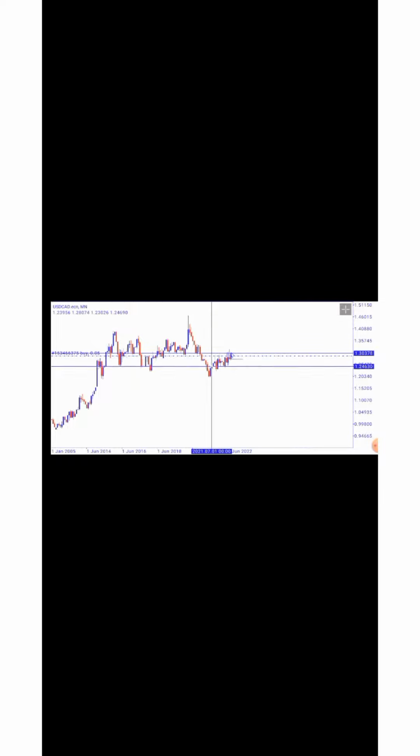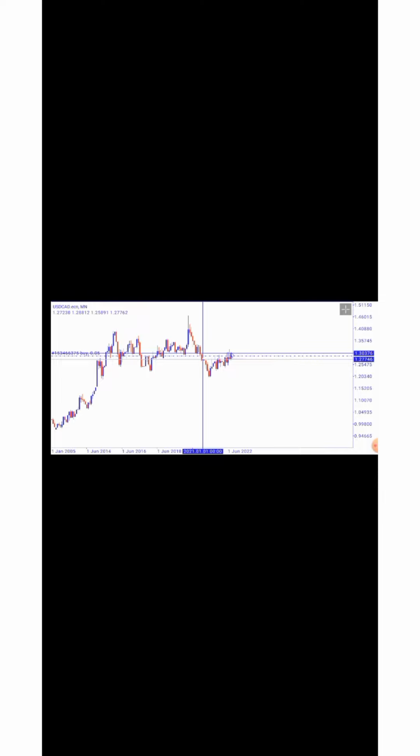Is it a correctional move, or is price eventually going all the way up? We don't know yet on our monthly time frame. All we know is we have a low here, we have a low here, and we have this high here. But price is trying to break. In fact, price had already broken this area, this high. That is this level here.